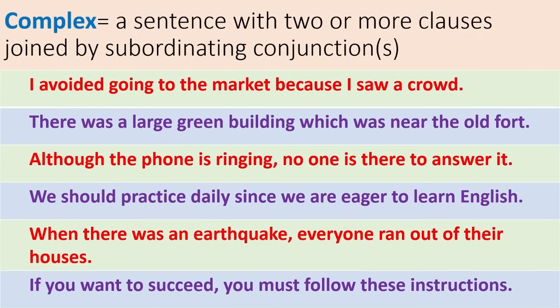When there was an earthquake, everyone ran out of their houses. There was an earthquake is one clause. Everyone ran out of their houses is the second clause. When is the conjunction. Was is one verb. Ran out is another verb. If you want to succeed, you must follow these instructions. You want to succeed is one clause. You must follow these instructions is another clause. If is the conjunction. Want is one verb. Must follow is the other verb.